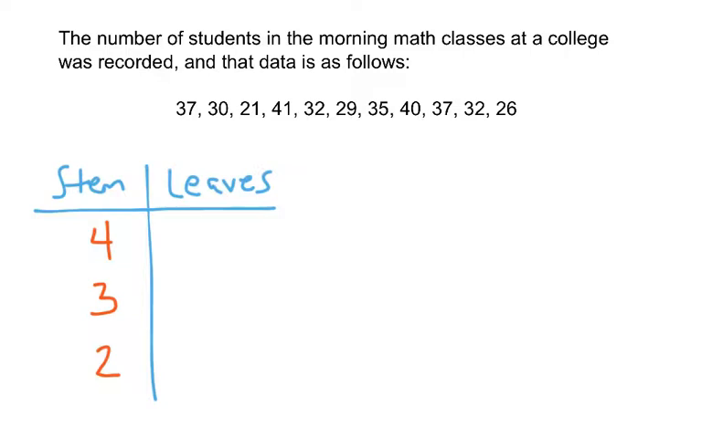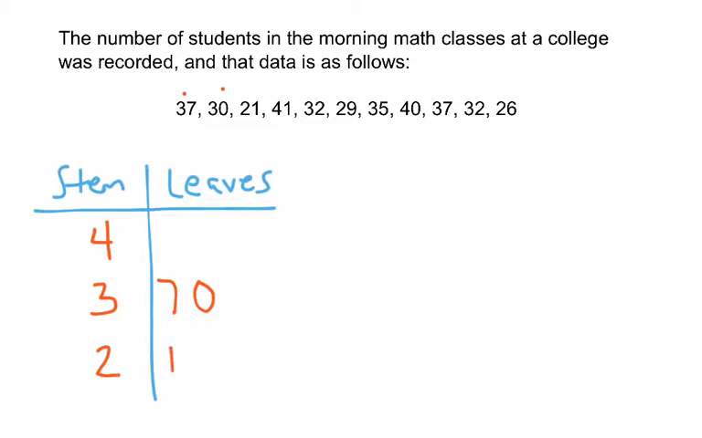I have 37. So that 7 right there represents this data point of 37, because the stem of 3 represents the tens digit, and the leaf of 7 represents the ones digit. So that 7 that I wrote down represents the data point 37. Then I have 30, so I need to put a 0 here. That 0 has a 3 in the tens digit, a 0 in the ones digit, so that 0 represents the data point 30. And I'm going to continue in this fashion.